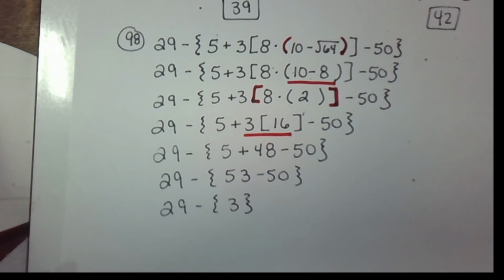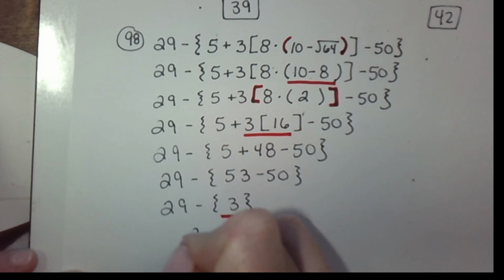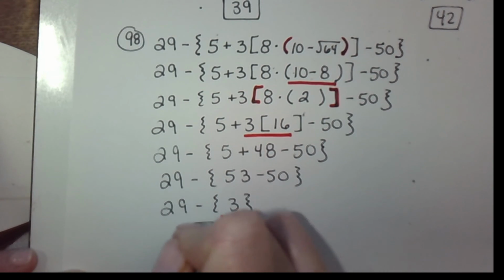So now we have what was in the braces here down to one number. We don't really need those anymore, but it's just going to be 29 minus 3. So your answer is 26. Okay.